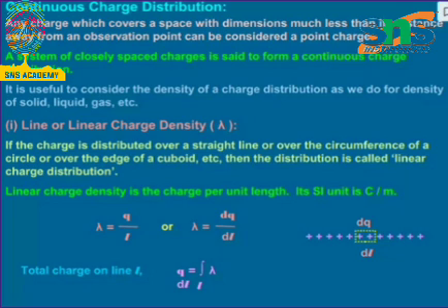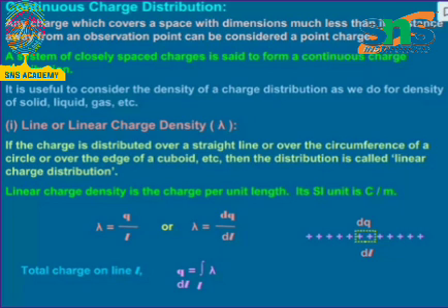The dielectric constant can also be defined as the ratio of electrostatic force between two charges separated by a certain distance in vacuum to the electrostatic force between the charges separated by the same distance in that medium. Epsilon r is equal to Fv by Fm. Dielectric constant has no unit.